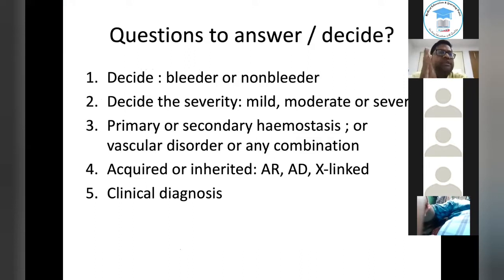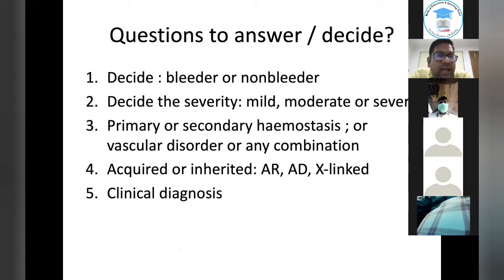But the bigger question is: do we require so many tests in these cases? Or is there any simpler approach where we can simply decide whether to test or not to test for a bleeding disorder? For this, one needs to first answer 5 questions related to history. First, decide whether the patient is a bleeder or not. Once you think the patient is a bleeder, try to decide the severity of the bleeding. Is it a mild, moderate, or severe bleeder?